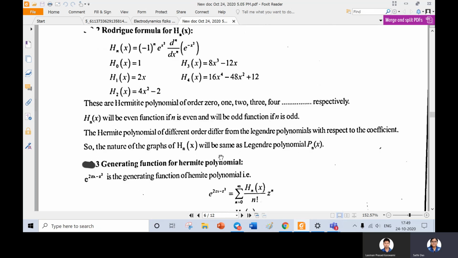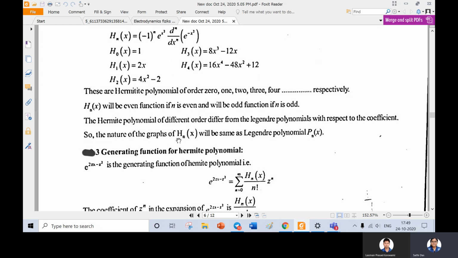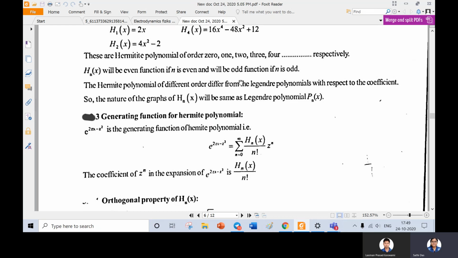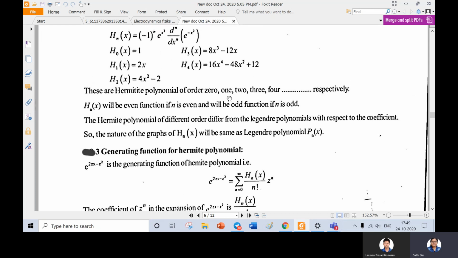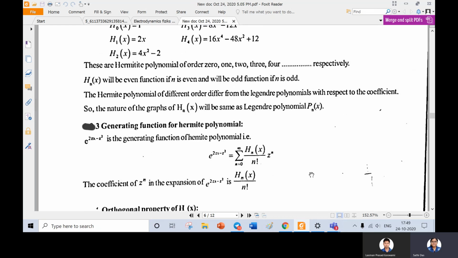Okay. So the Hermite polynomials of different orders differ from the Legendre polynomials with respect to the coefficients. Look here, the coefficients are different. So the nature of the graphs of H_n(x) and the Legendre polynomials will be the same. Although the coefficients are different, the nature of the graph should be the same, because they have similarity in the form of their polynomials.